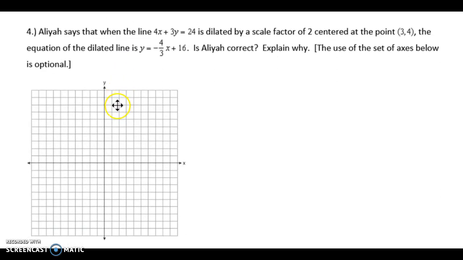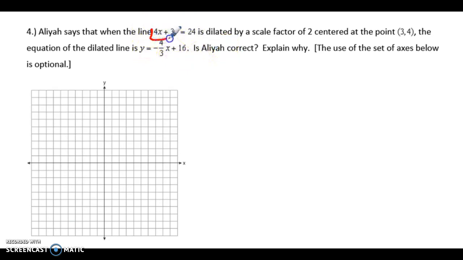For the next part though, question number 4, I want to talk about with you. It says, Aaliyah says that when this line, 4x plus 3y equals 24, is dilated by a scale factor of 2 centered at the point (3, 4), the equation of the dilated line is y equals negative 4 over 3x plus 16. Is she correct? Explain.